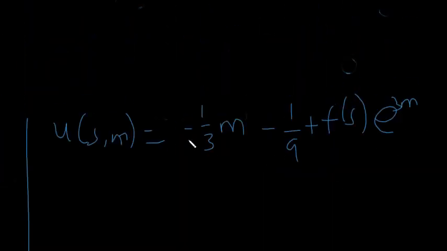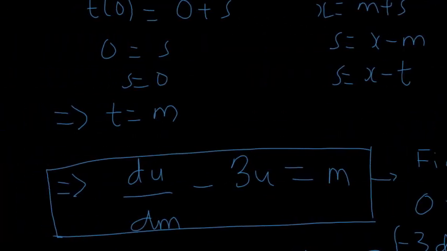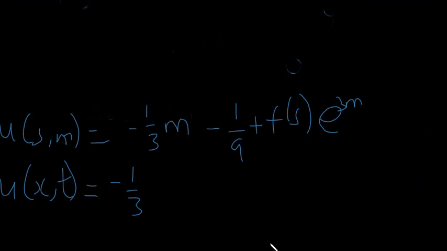Okay, so that's what I have, u of S, m. This is actually a solution to the differential equation. But the differential equation was given in terms of x and t, not s and m. So you will have to change this back to its normal coordinates. So you have u of x, t being equal to negative 1 over 3. Now you go back to your transformation and see what m was. So what was m in terms of x and t? m is equal to t. So I have minus 1 over 3t.